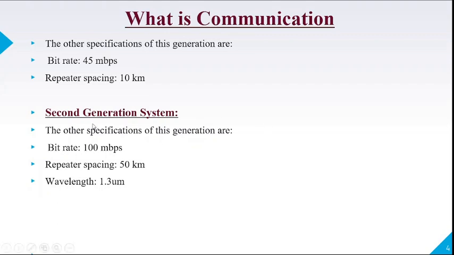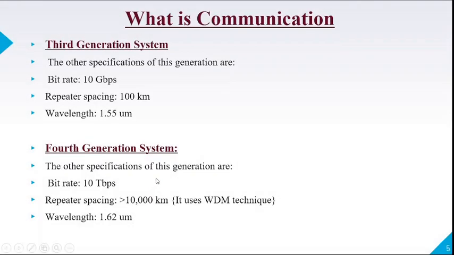Now let us talk about the second generation system. The specifications of second generation system are bit rate 100 Mbps, repeater spacing 50 km, meaning after every 50 km we require a repeater, and wavelength 1.3 micrometer. Now let us see the third generation system. The specifications of third generation systems are bit rate 10 gigabit per second, which is much higher than the first and second generation, and repeater spacing 100 km.